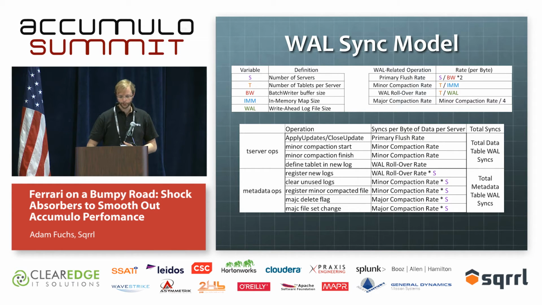Write-ahead log rollover rate is a very similar calculation, right? The more tablets I have, the more rollovers I'm going to have because I'm accounting for these per tablet, and I can write WAL amount of mutations into that write-ahead log. So I'm going to roll over all of my tablets on the tablet server every time the write-ahead log fills up. Okay, everybody still with me? This stuff is really basic, right?